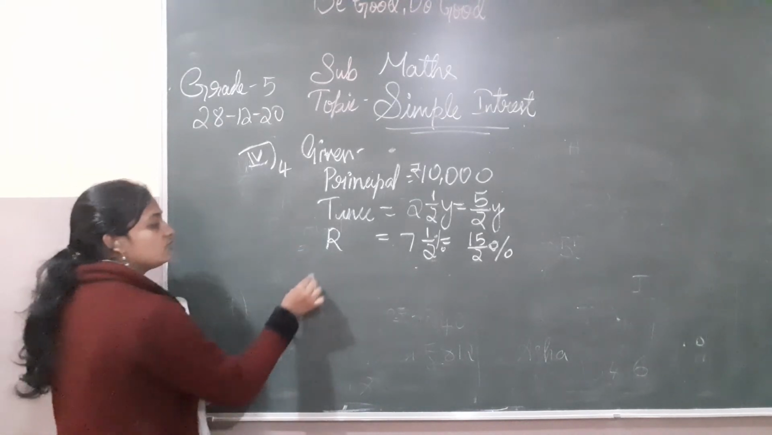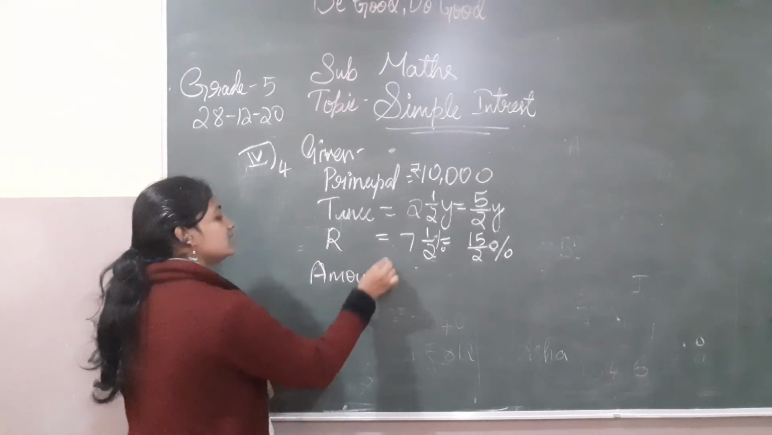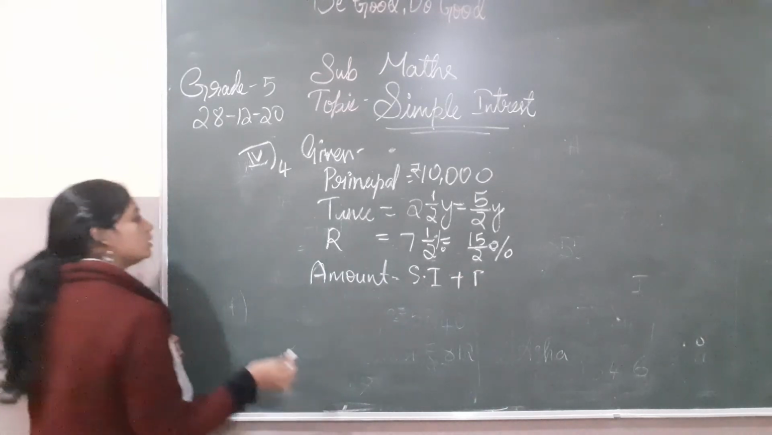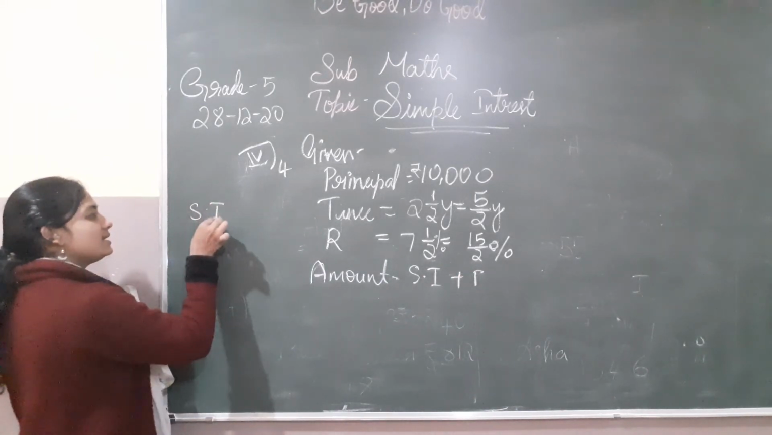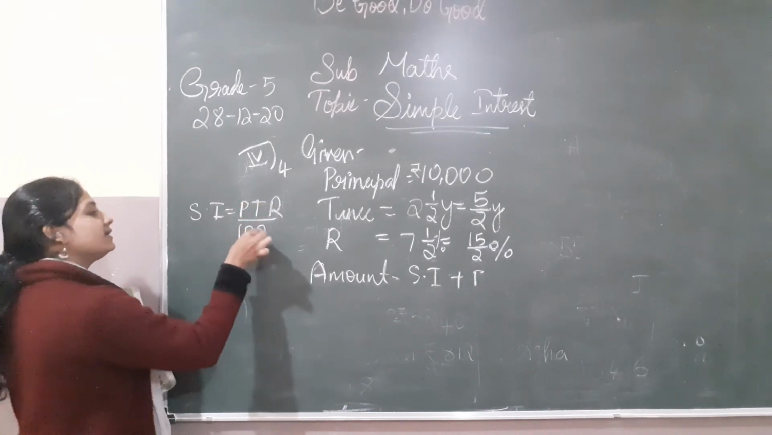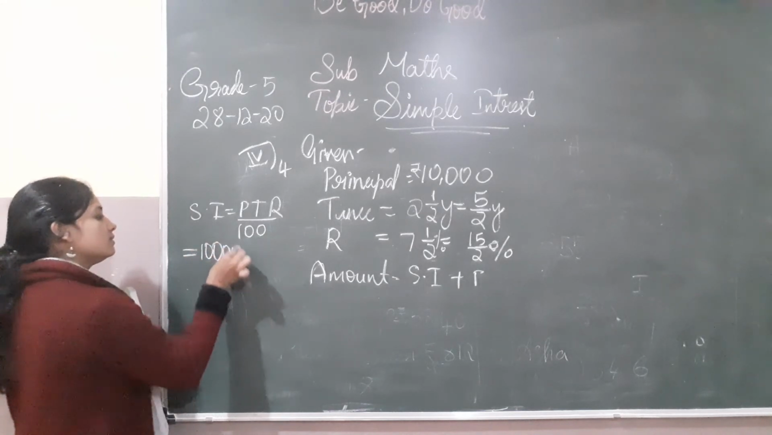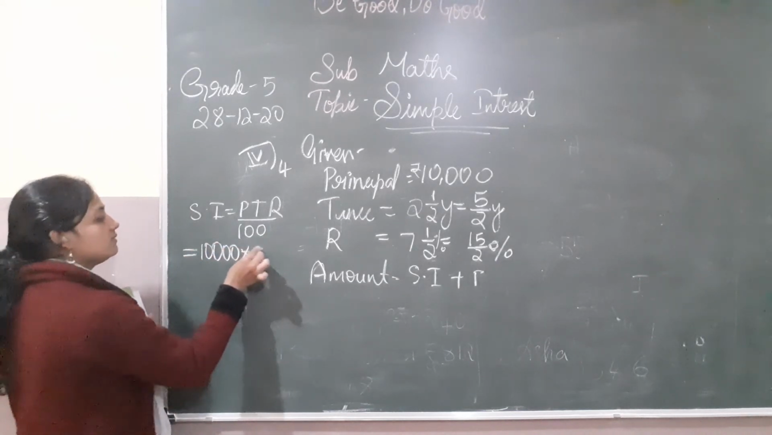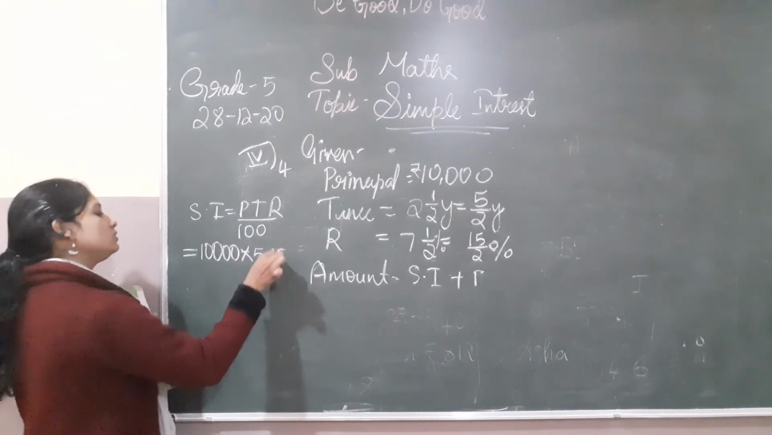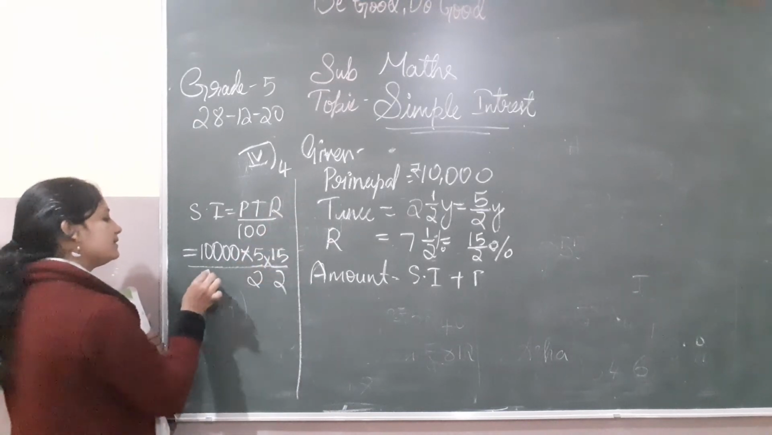Now again we have to find amount. For finding amount, first we have to find the simple interest, then add it with principal. So, what is simple interest? Simple interest is equal to PTR by 100. So, let's write 10,000 into 5 by 2 into 15 by 2. The whole divided by 100.